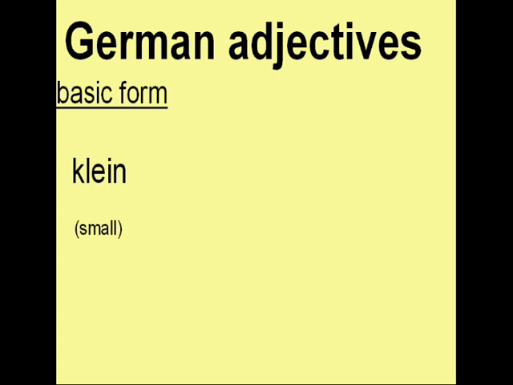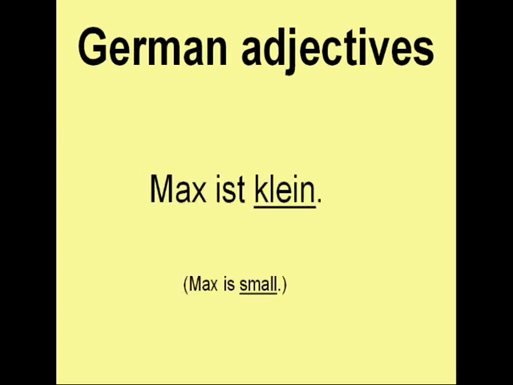So, adjectives in its basic form are used to describe persons or things with the help of the verb sein, which means to be in German. And a sentence of that kind would look like this: Max ist klein, and it's the same like in English. The adjective is in its basic form.